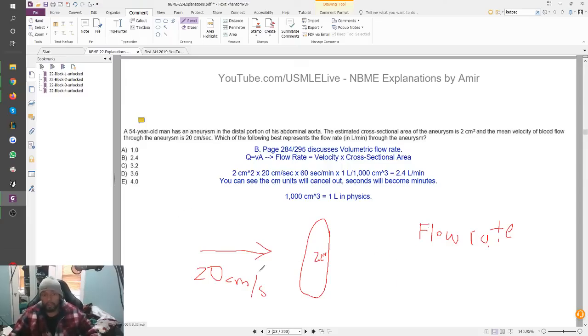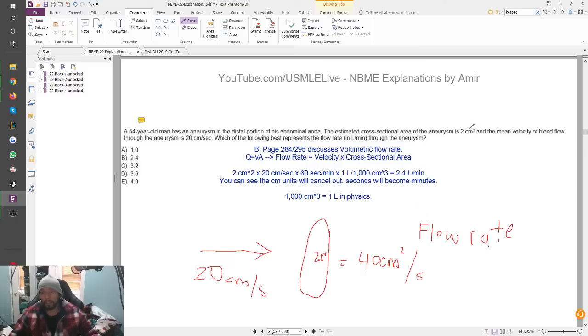But for flow rate, just looking at this, if 20 centimeters per second is passing and this is 2 centimeters squared, you probably just go ahead and multiply them, right? Because you're not going to divide them. It doesn't make any sense to divide them. If you multiply these two things, you get 40 centimeters squared per second. That's just what you get from multiplying those two together.